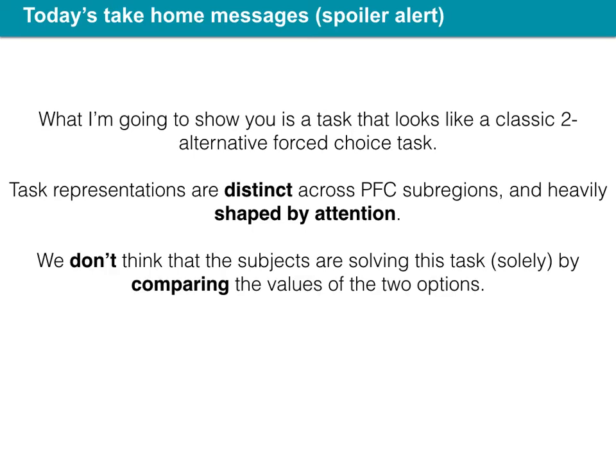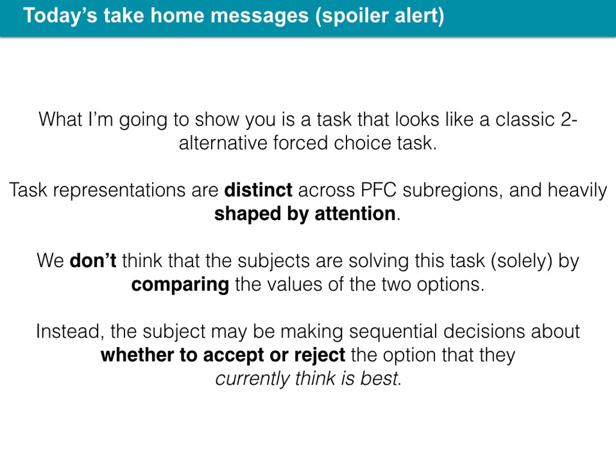But perhaps the surprising thing is that we don't think that the subjects are solving this task just by direct value comparison of the 2 options in that kind of classic neuroeconomic framework. Instead, we think there are features both of the behavioural data and also the neural data that suggest that the subject might be making a sequential decision about whether to accept or reject the option that they currently think is best out of the 2 alternatives. And so I'll try and highlight those pieces of evidence as I go through the talk that have led us to take this interpretation of our data.